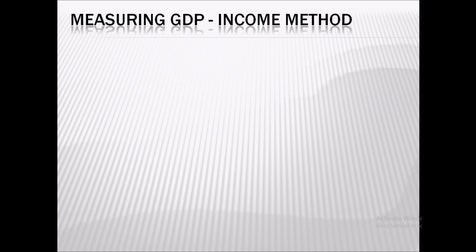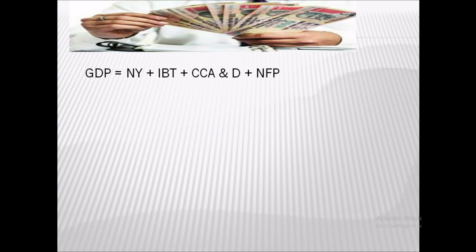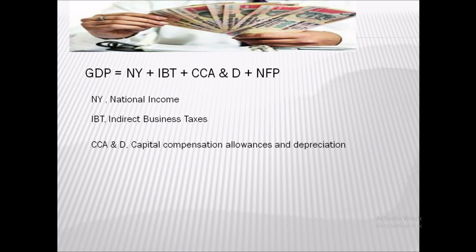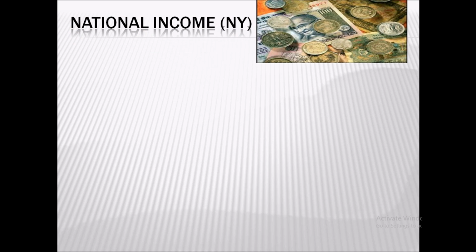Now let's look at the income approach for measuring gross domestic product or GDP. And GDP based on the income approach works on the formula, that is NY plus IBT plus CCA and D plus NFP. Your NY is the national income, IBT is the indirect business taxes, CCA and D is the capital compensation allowance and depreciation, and NFP is the net factor payment. Now let's look at each of these items in detail.